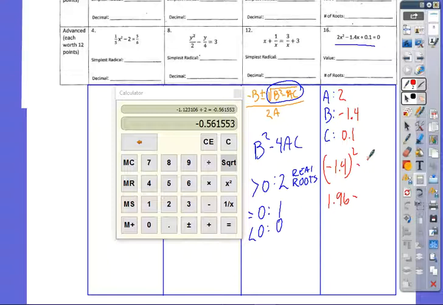Slow down there, buddy. How did I get that? It's 2 times 4, which equals 8. And then 2 times 4 times 0.1, which is 8 times 1/10, which equals 0.8. Okay. So then you subtract and you get 1.16, which means there are 2 roots. So there are 2 real roots. Yes. And this one was clearly the easiest of the advanced problems.